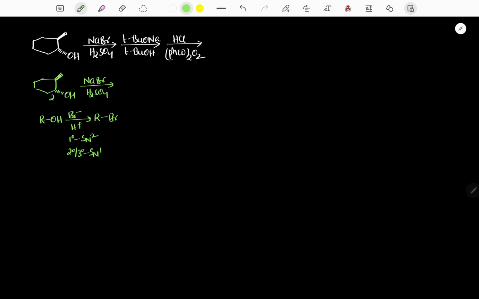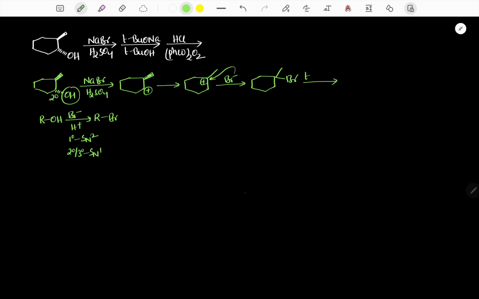So since it is a secondary carbon, in the presence of H plus, it loses H2O. Initially it gives the corresponding C plus. Now the C plus undergoes migration and forms the corresponding stable C plus. Now it reacts with Br minus and finally we get the corresponding tertiary alkyl bromide.